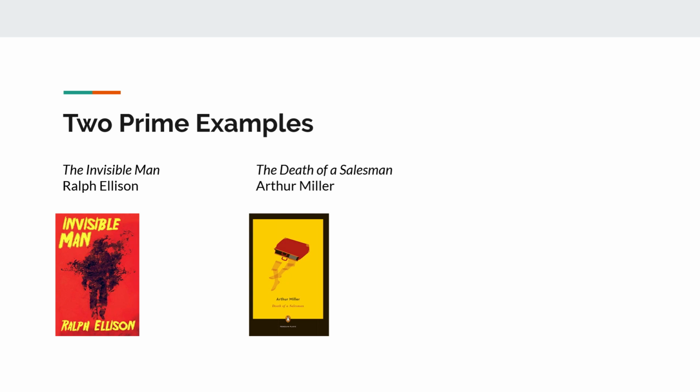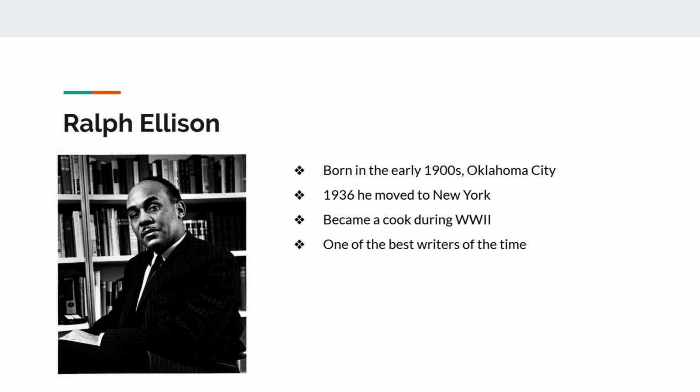the author's intended message. A good way to understand what that intended message could be is to first understand the authors themselves and how their life experiences could have influenced their writing. Ralph Ellison was a black man living in the early 1900s in Oklahoma City. He did not have an easy start. In 1936, he was forced to halt his dreams and move to New York.